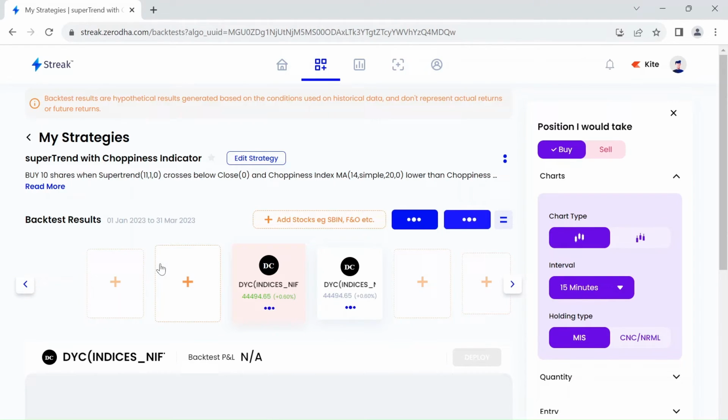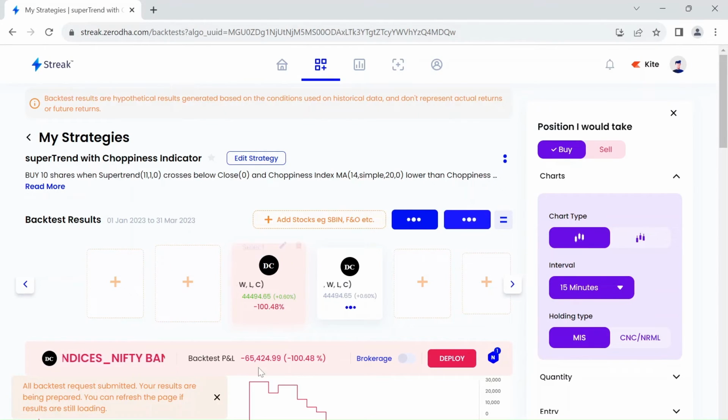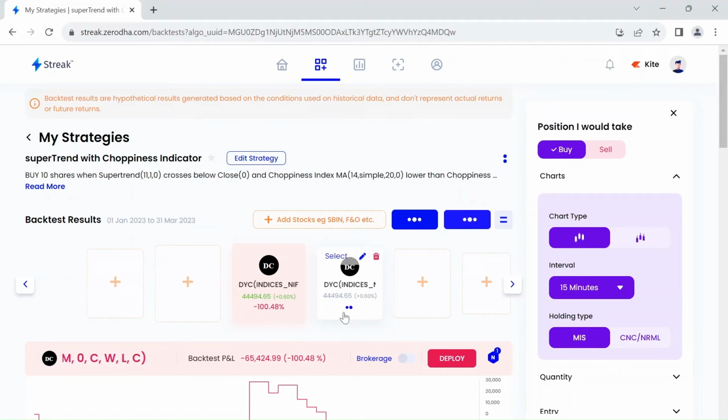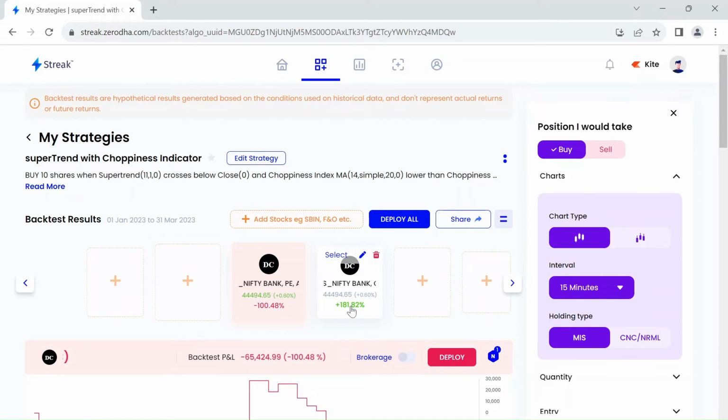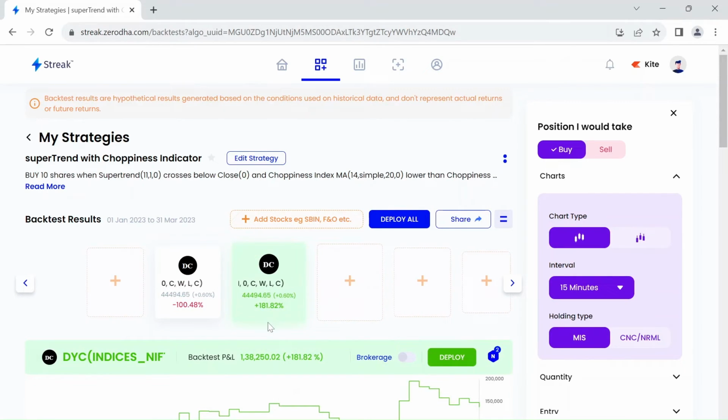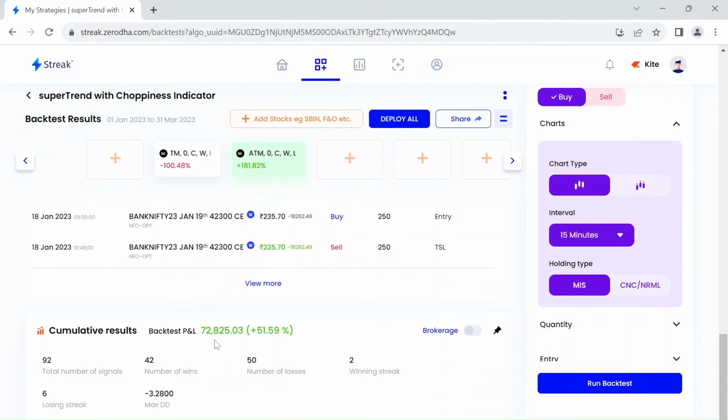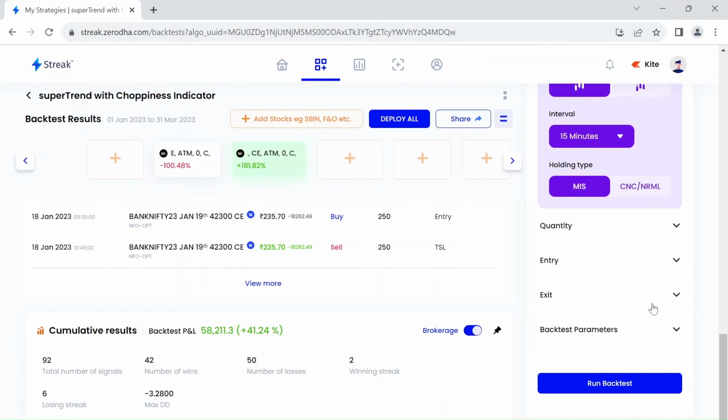Let's see. Okay, so in PE we got some losses, that is around 100% losses, but in CE we made some good profits, that is 181%, which accounts for around 1,38,000. So these losses were covered here. So overall we will get around 72,000 profit, but after brokerage we will get around 58,000 for this period, January 1st to March 31st 2023.